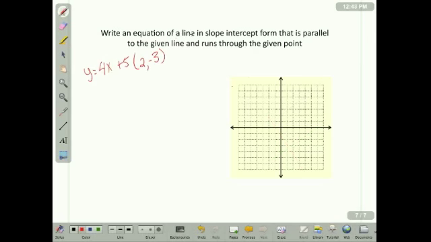I have an equation. My directions are to write an equation of a line in slope-intercept form that is parallel to the given line and runs through the given point. Here's my given line. Here's my given point. I'm going to go ahead and graph 4x plus 5. There's my positive 5. From that point, I'm going to go down 4 to the left 1. And I've got a point, 2, negative 3.